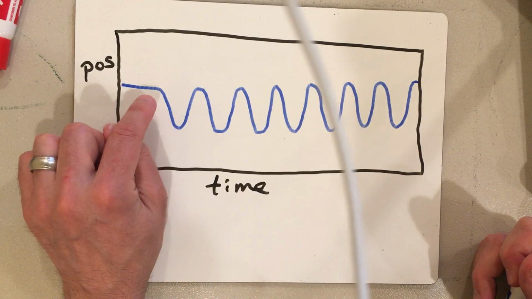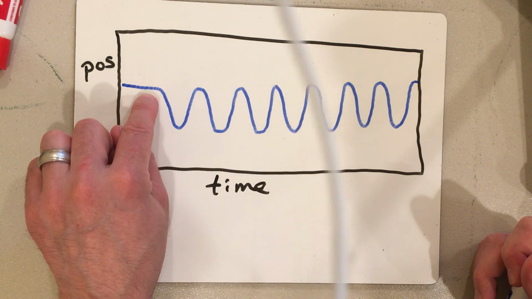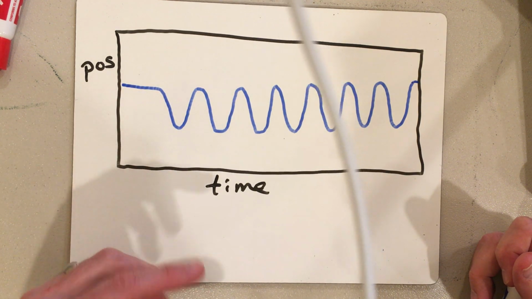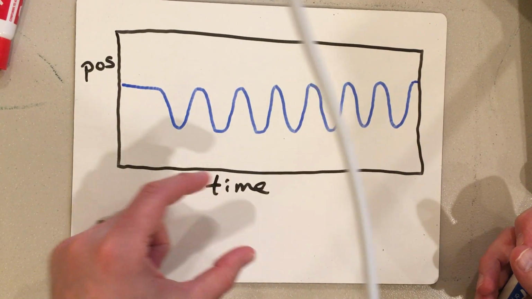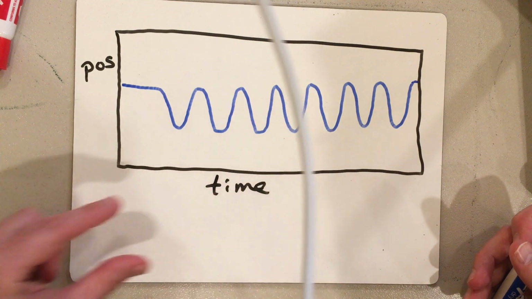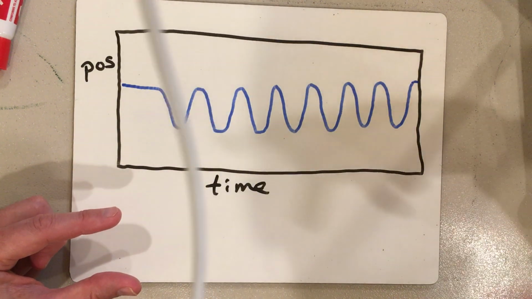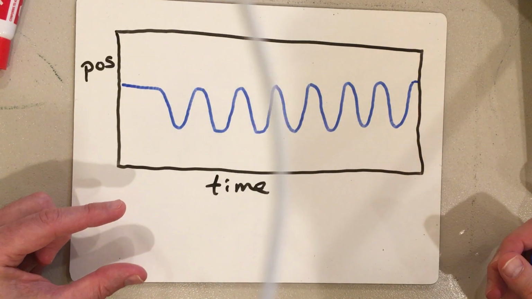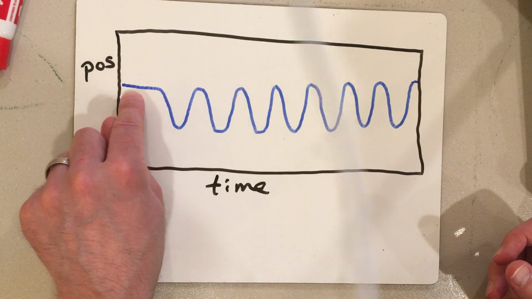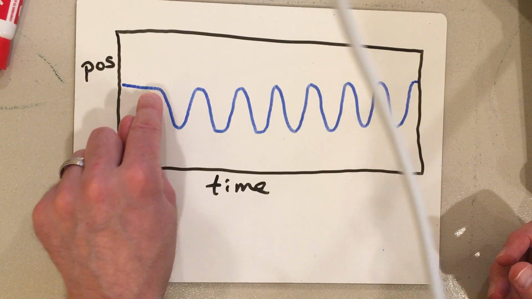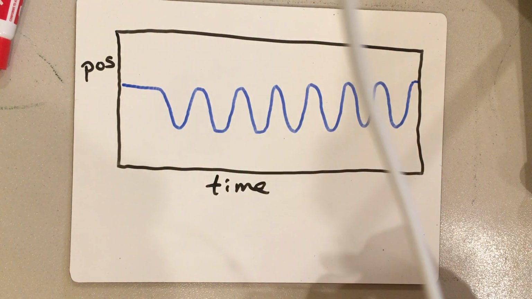Now you notice this part in the beginning where it's just a flat line. That's because what would actually happen in a lab if you were taking this data is you would pull the mass back and hold it in place, letting the equipment go, the detector going, before you let it go. So this is a period where you're holding it, the mass is not moving, it's just sitting there, and then you release it and it starts exhibiting simple harmonic motion.